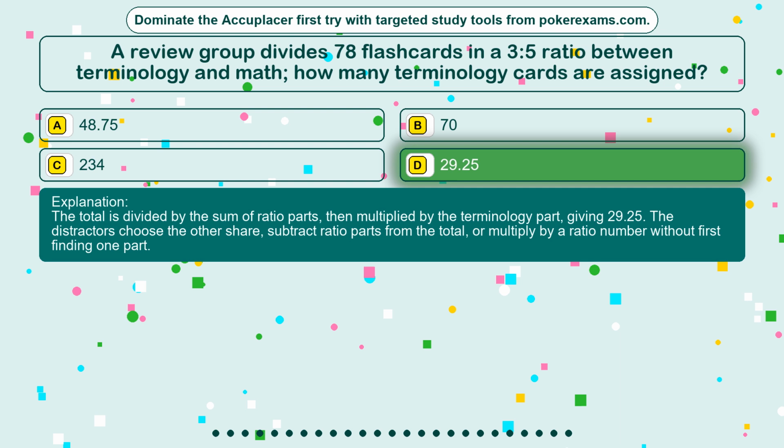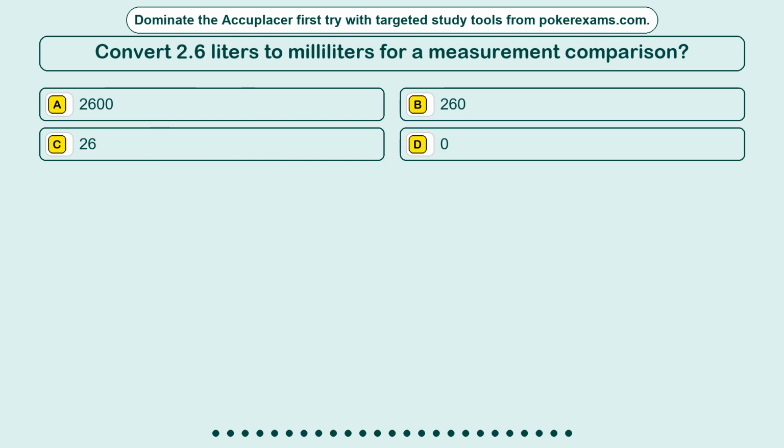Question 6. Convert 2.6 liters to milliliters for a measurement comparison. Option A, 2,600. Option B, 260. Option C, 26. Option D, 0.